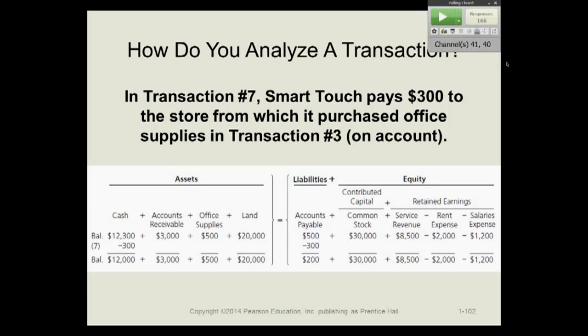So what you have to start to think about is if I pay for something and it's used up, when I use it up, it's an expense. If I pay for something and I still have the use of it, it's an asset. So in this case, I'm paying a liability, so I reduce the asset cash and I pay down the liability. And this liability related to those office supplies. It is not an expense.